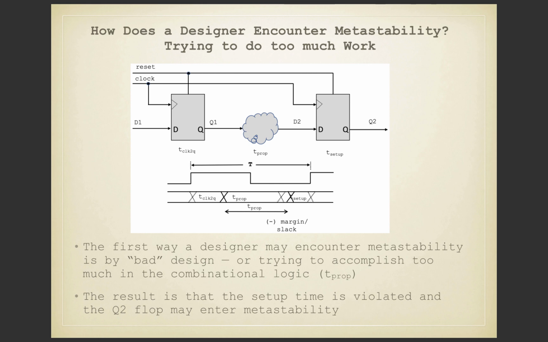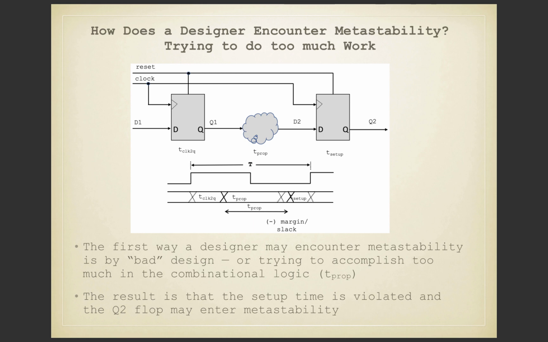How do you, when you're doing your digital design, encounter metastability in this situation? The fundamental issue is trying to do too much work. What is meant by that? In the structure of the circuit, you have no real flexibility with respect to the clock to Q, and no flexibility with respect to the setup time. Where you do have flexibility is the propagation delay through the combinational logic.